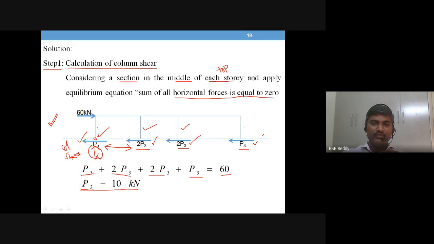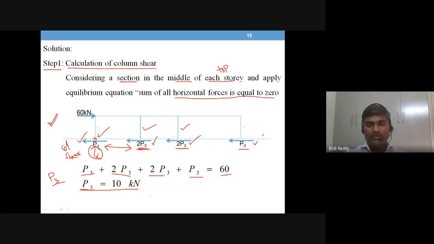assumption that the interior column shear value is double when compared to exterior column shear. So I have assumed exterior column shear as P3. P is a force, and 3 denotes the top story, third story. So numbering started from the bottom story, then middle story 2, then top story 3. So P3, and this is now 2 times, and then 2 times here.